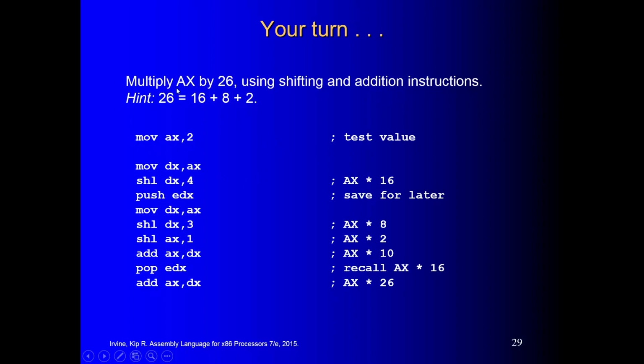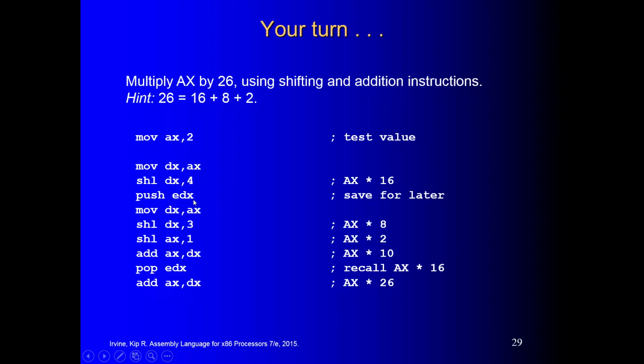You need to initialize AX. Whatever you want to put into AX is fine. So initialize AX with 2, then you can copy AX into DX. That means we're going to use DX to do maybe this or this or this. So let's see. You're going to shift left EDX 4 times. That means EDX is holding 16 as the result.